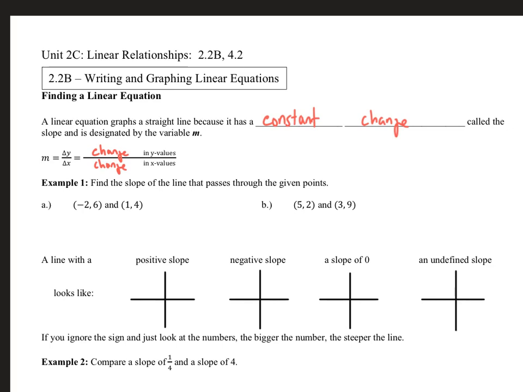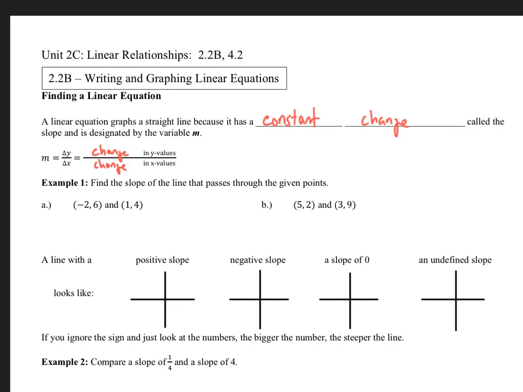Linear equations make lines, right, because of their constant change. The way that the points change is constant. And so, of course, that constant change is called our slope, and we use the letter m to represent the slope. And so we have delta y over delta x. Delta is just a math or science symbol for change, and so we talk about the change in the y values over the change in the x values.